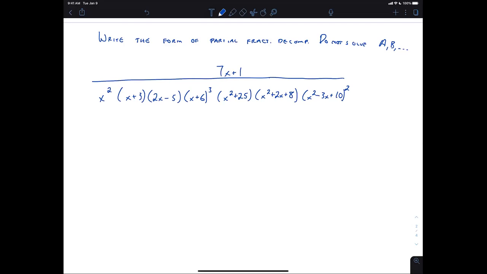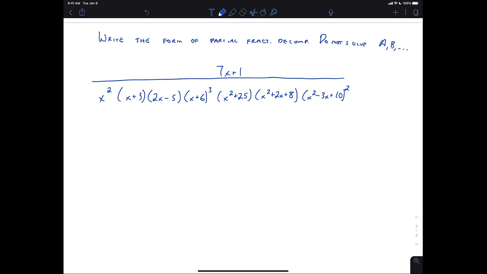So a couple things to check when you're doing these. One is make sure it's a rational expression, which this is. So it's polynomial over polynomial. Make sure the degree of the top is smaller than the degree of the bottom. The degree of the top here is 1. The degree of the bottom is huge. If you multiply that out, I don't know what it is. We can figure it out, but it's bigger than 1.